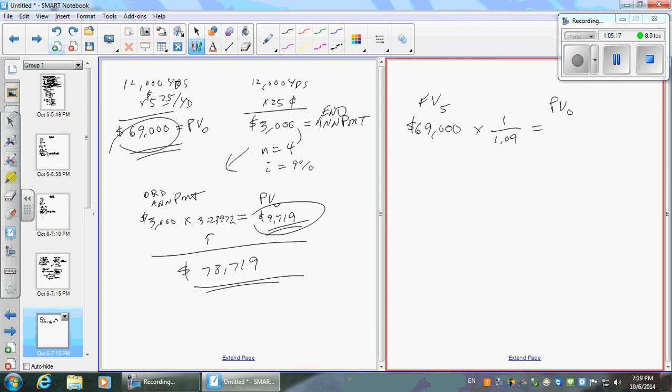1.09. They said prices weren't changing, so it's still going to be 69,000, right? Okay, 1 over 1.09 raised to the what? Fifth. Right, guys? What's the factor for a sum? 9%, 5 periods.